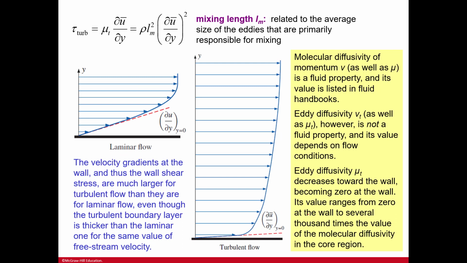You've got additional formulas here. The velocity gradients at the wall, and thus the wall shear stress, are much larger for turbulent flows than for laminar flows, even though the turbulent boundary layer is thicker than the laminar one for the same value of the free stream velocity.